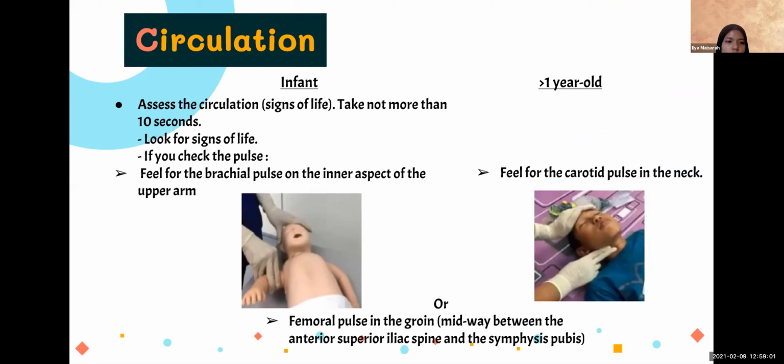For the infant, you can try to feel the brachial pulse on the inner aspect of the upper arm. In the child, you can try to feel the carotid pulse in the neck. But if you cannot feel the brachial or carotid pulse, you can try the femoral pulse in the groin for both infant and child.